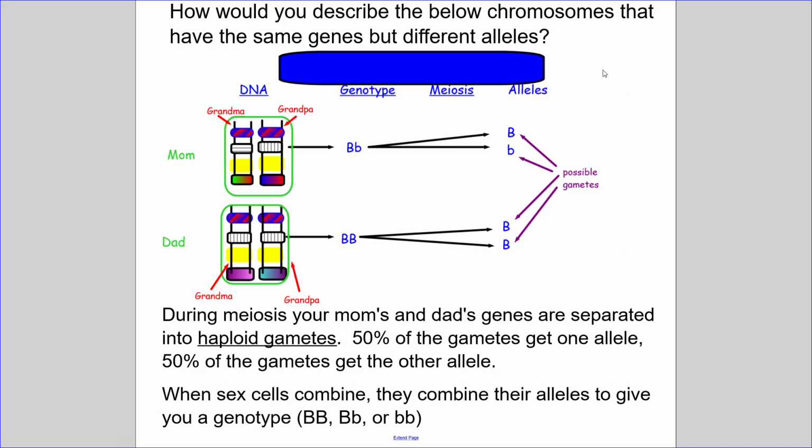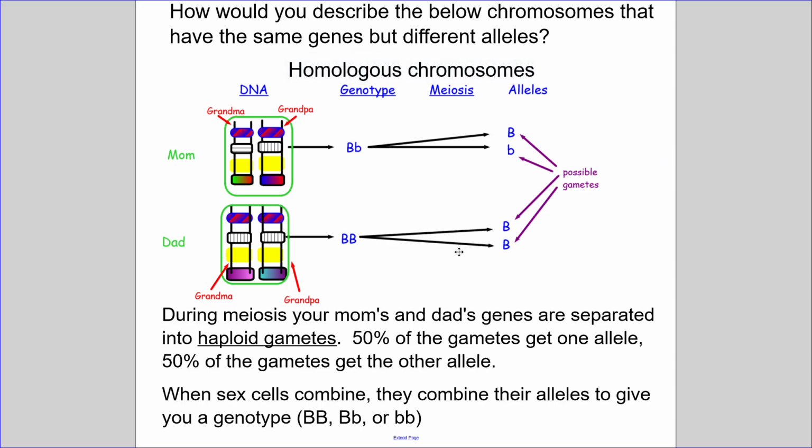So how would you describe the below chromosomes that have the same genes but different alleles? This is a term from the previous chapter on cell division. Hopefully you would have guessed homologous chromosomes. So up here I've tried to make my best model of a chromosome. So here's your mom's DNA. This is one of her chromosomes and another one of her homologous chromosomes. This one came from her grandmother. This one came from her grandfather.